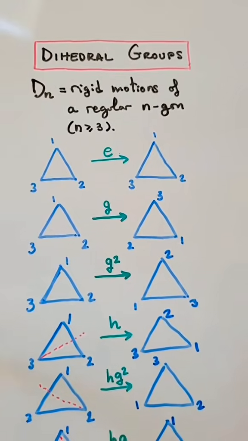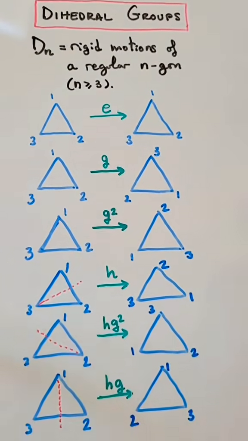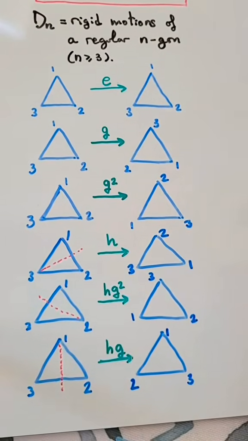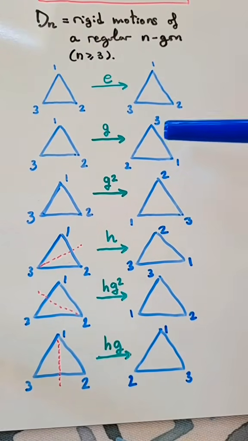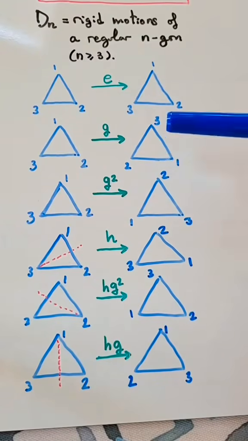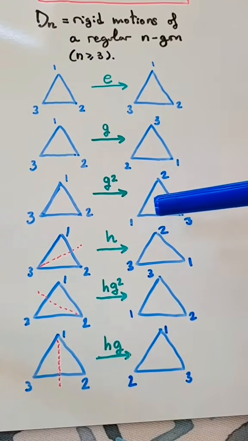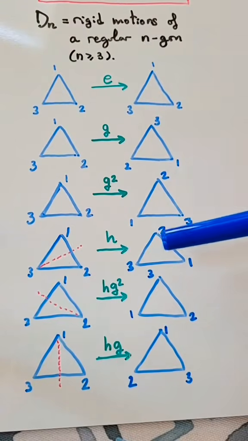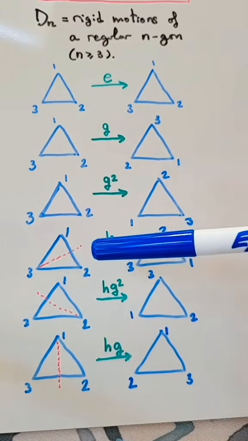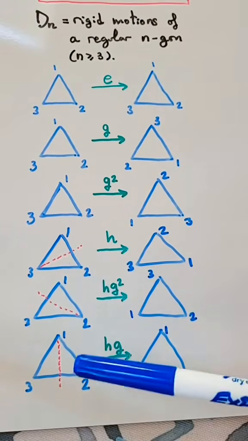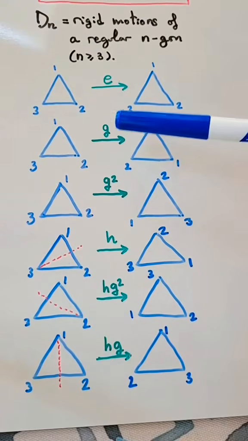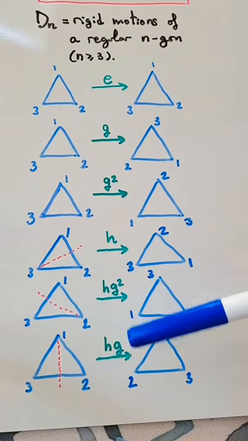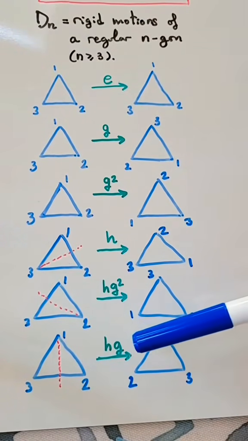So for example, here I've drawn the rigid motions of an equilateral triangle, and there are 6 such motions given by the identity, the one that does nothing, a rotation of 120 degrees, a rotation of 240 degrees, a reflection along that line, and then another 2 reflections. And then you can see that you can actually write them all in terms of G and H. So for example, this one is H times G.